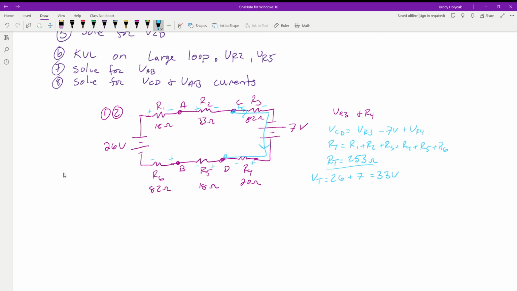All right, so we get a V total of 33 volts. So now I need to find out what the voltages across R3 and R4 are so I can see what this voltage of CD is going to do before we get into the biasing of the diode. So my VR3 is going to be equal to 82 over 253 times 33, because it's just a series circuit, so we can just use the voltage divider. And VR4 is 20 over 253 times our 33.